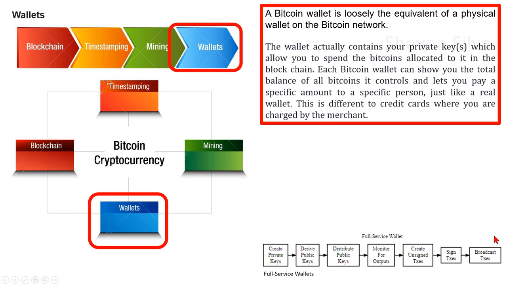The simplest wallet is a program which performs all three functions. It generates private keys, derives the corresponding public keys, helps distribute those public keys as necessary, monitors for outputs spent to those public keys, creates and signs transactions spending those outputs, and broadcasts signed transactions.